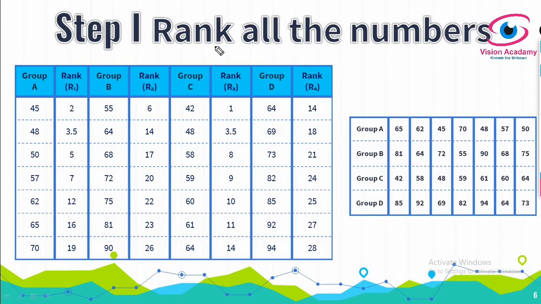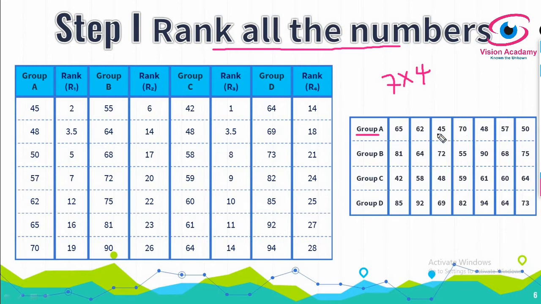Then let us focus on step number 1. What is step number 1? Rank all the numbers. Very simple. Before that, we have to take the problem into a meaningful format. I have taken the first group, and one more thing, here I have ordered in ascending order, because there are too many samples in this case: 7 into 4, as there are 4 groups and in each group there are 7 samples, so 28 samples in this case. So I have taken them in ascending order, otherwise you will be confused.